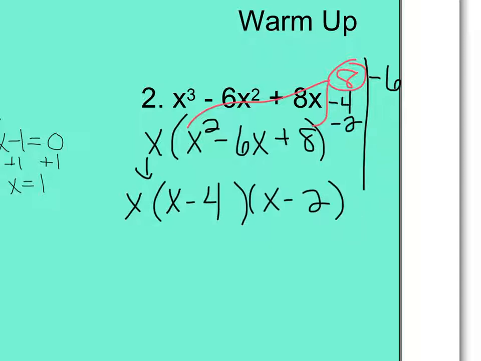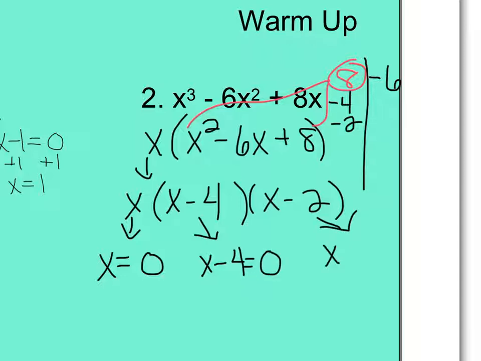So now it's factored. So now we are finding the zeros, so we set each factor equal to 0. So we set out x equals 0, x minus 4 equals 0, and x minus 2 equals 0.